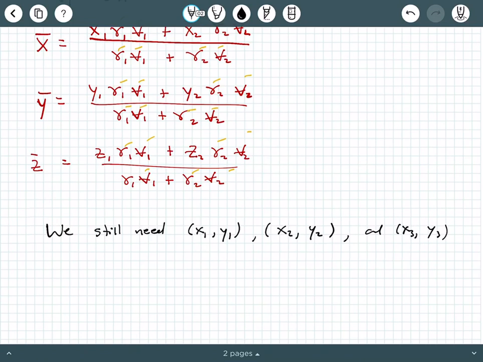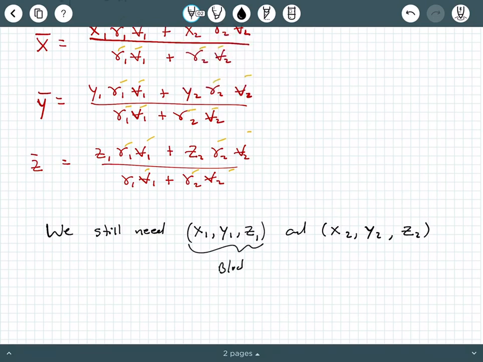I stated all that wrong. Erase that. We need x1, comma, y1, comma, z1, and x2, comma, y2, comma, z2. Okay, that's what we need. We need the x, y, z coordinates of each of these blocks.